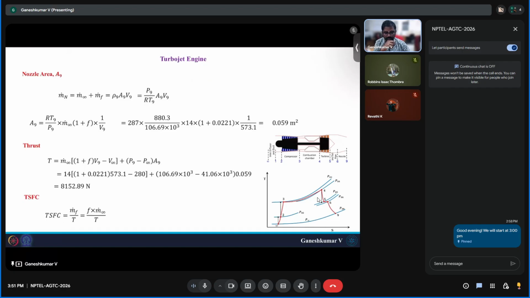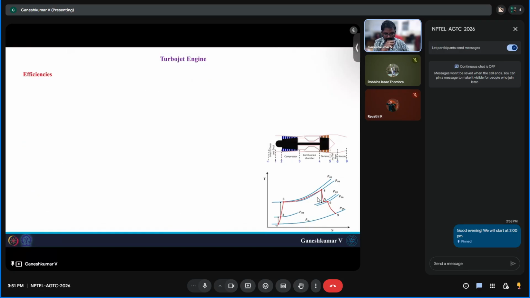Your TSFC is going to be simply m dot F by T, which is F times m infinity by this thrust. If you substitute that, it is going to be 3.795 into 10 power minus 5 kilograms per second per Newton. Kilograms per second of fuel per Newton. But typically people also write it in terms of kilograms per hour per Newton. That would be something like 0.137 kilograms per hour per Newton.